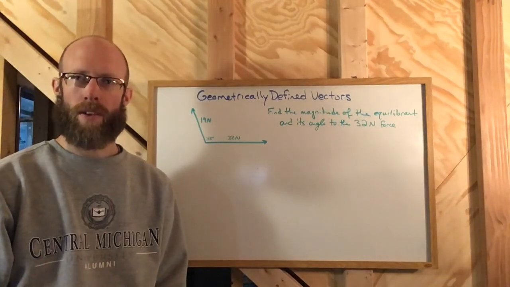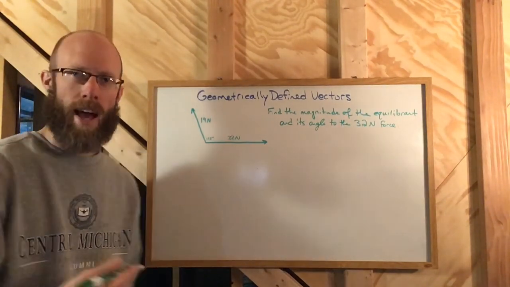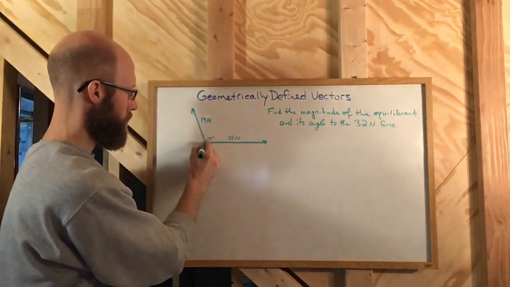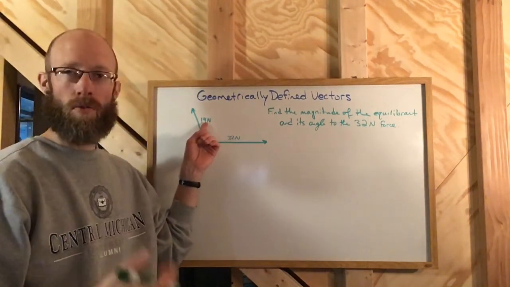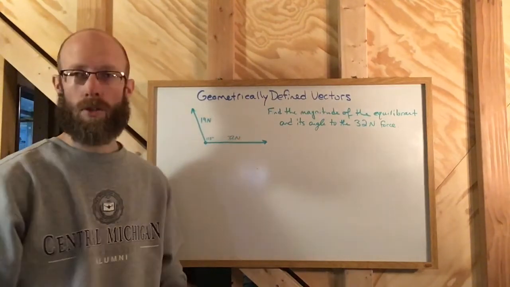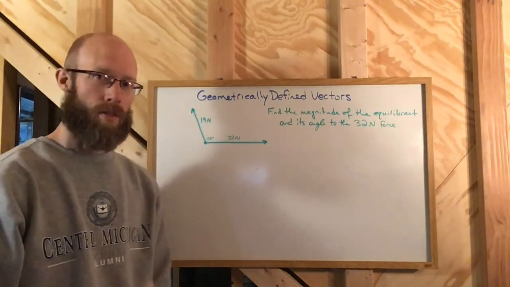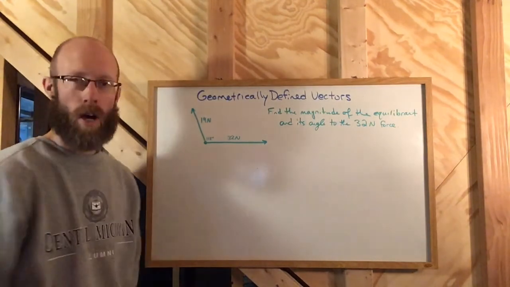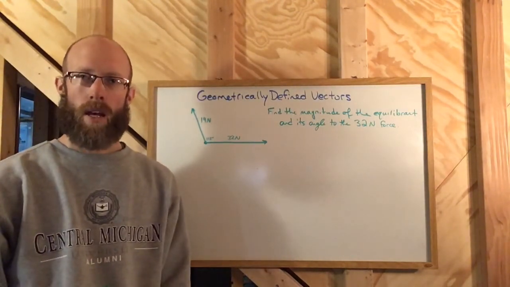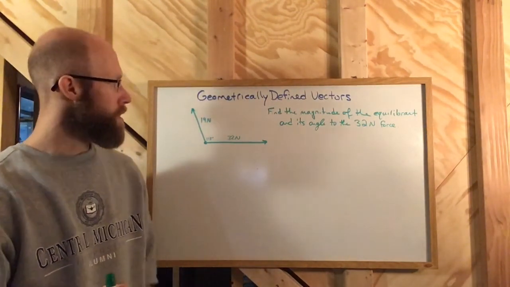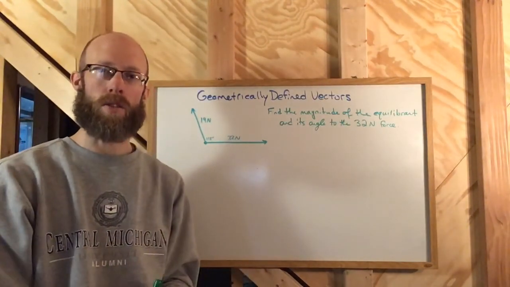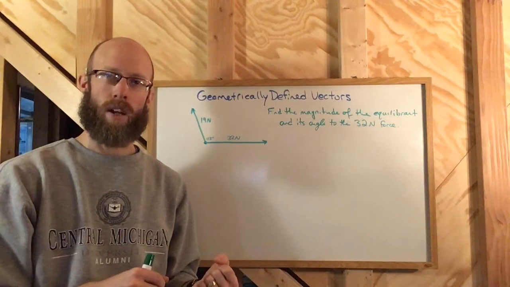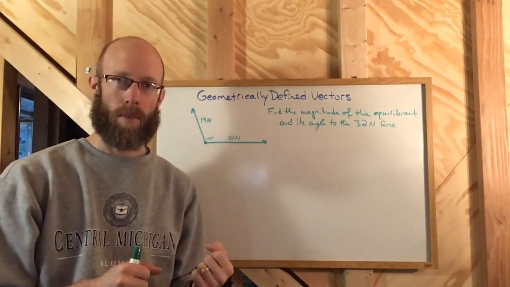All right, in this example, I've got two forces acting at a given point. One of them is a 19 Newton force, the other is a 32 Newton force. The angle between the two forces is 118 degrees. And so what I want to do now is find the magnitude of the equilibriant. An equilibriant is the vector that holds this in an equilibrium.